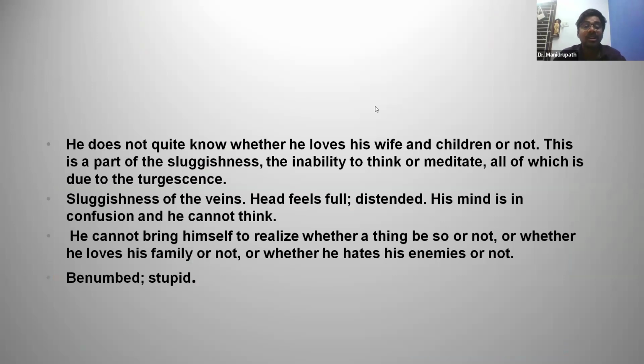He doesn't know whether he loves his wife or children or not. This is part of the sluggishness. The inability to think, here you can see the confused state. He doesn't know whether to love his wife or children or not due to a sluggish, confused mind. Sluggishness in the veins, head feels full, distended, his mind is in confusion and he cannot think. He cannot bring himself to realize whether the thing be so or not, whether he loves his family or not, whether he hates his enemies or not. Very dull and stupid.